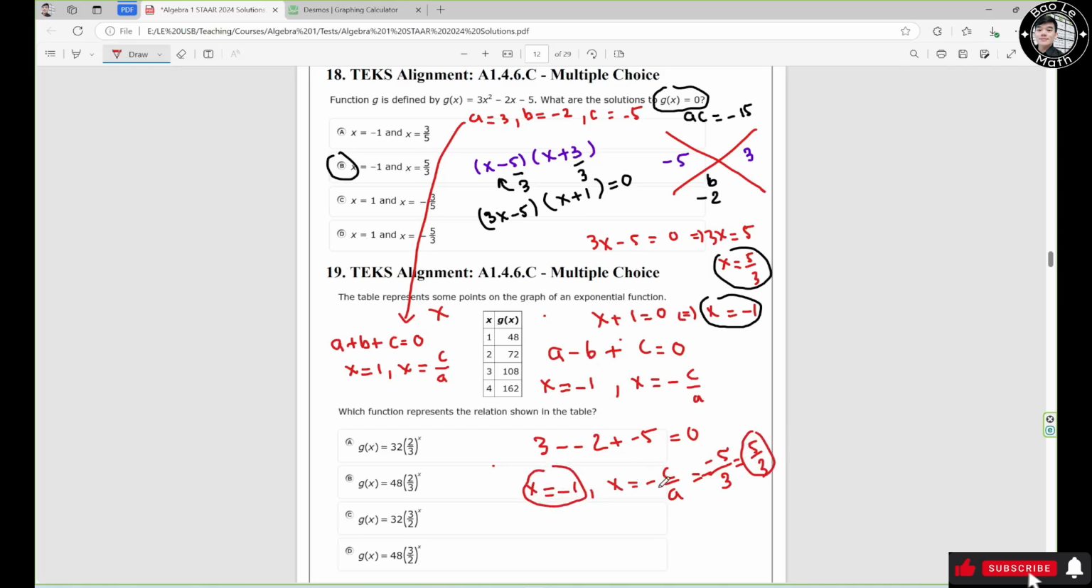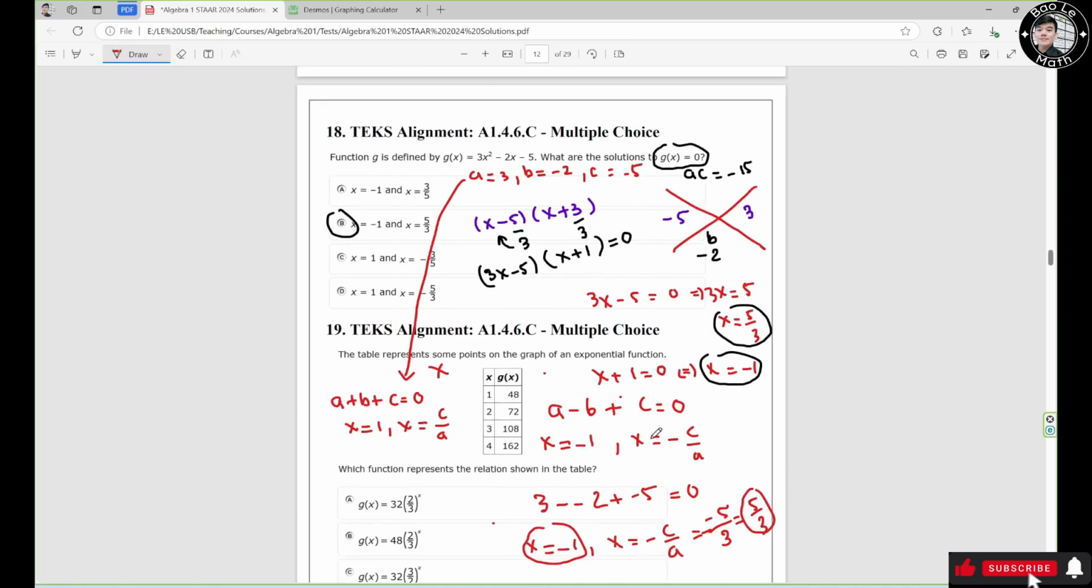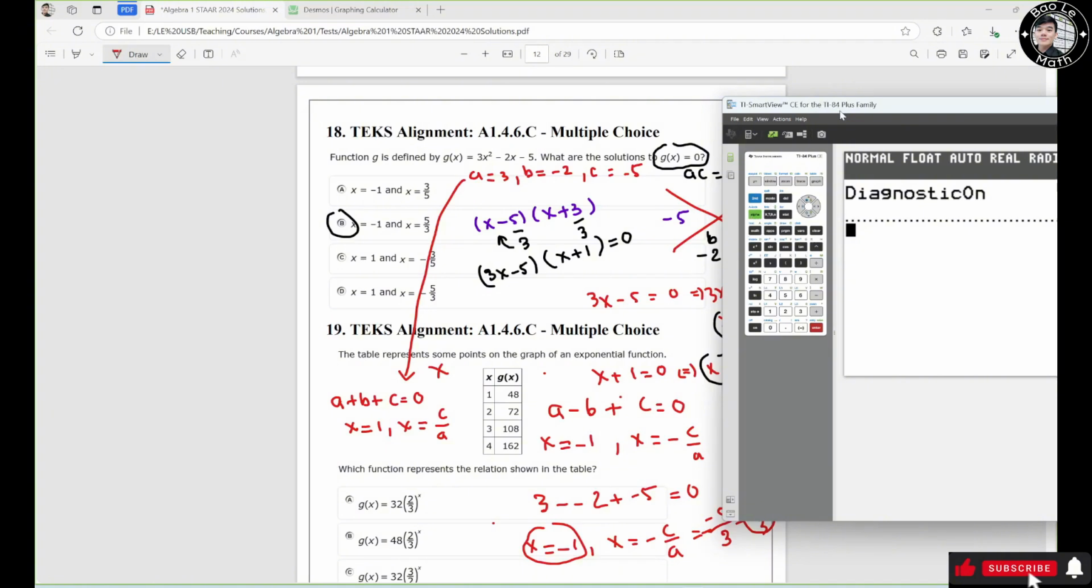It's faster, right? Now the third way to do it is to use a graphing calculator, right? So I'm going to use the TI-84 Plus CE calculator right here.